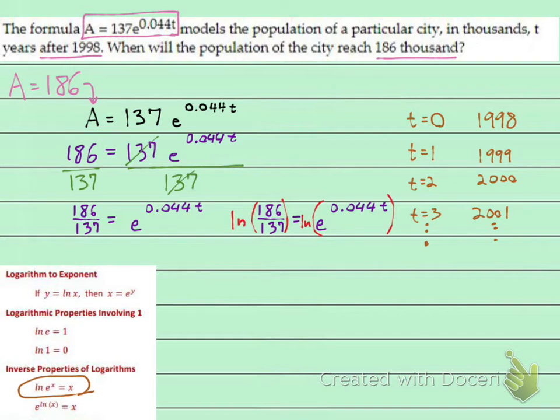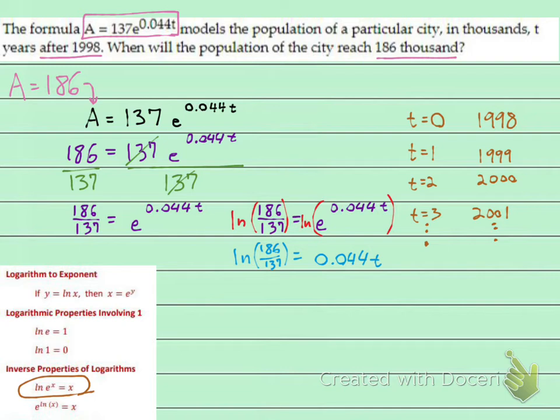When you look at the right side now, the natural log of e to the power of anything is just that power, 0.044t. So we took that t and brought it back down to earth. It is no longer up in the exponent. The left-hand side is the natural log of 186 over 137.